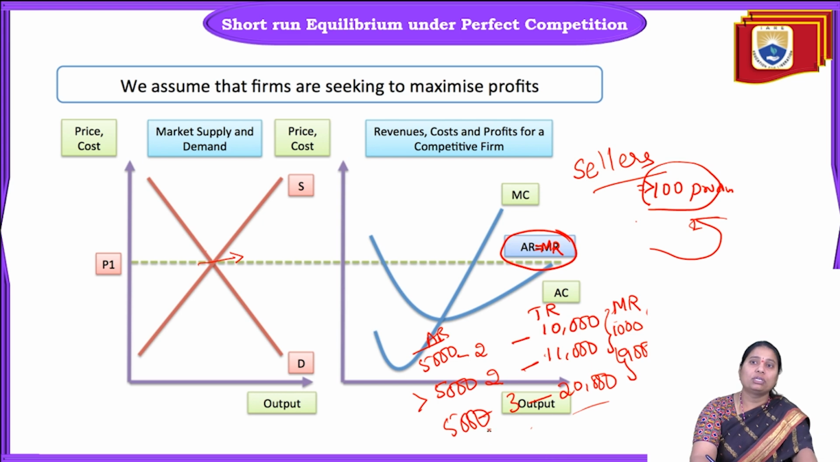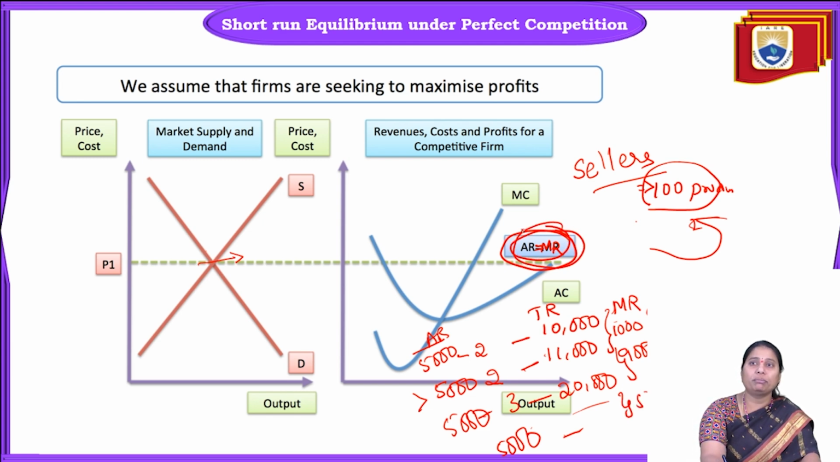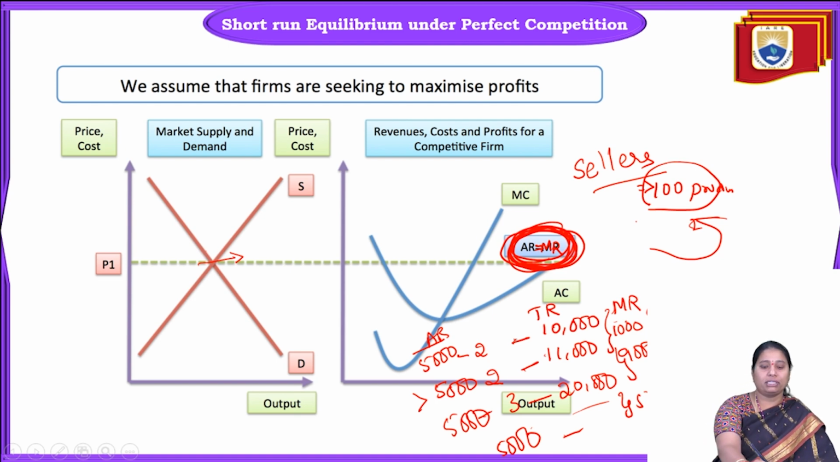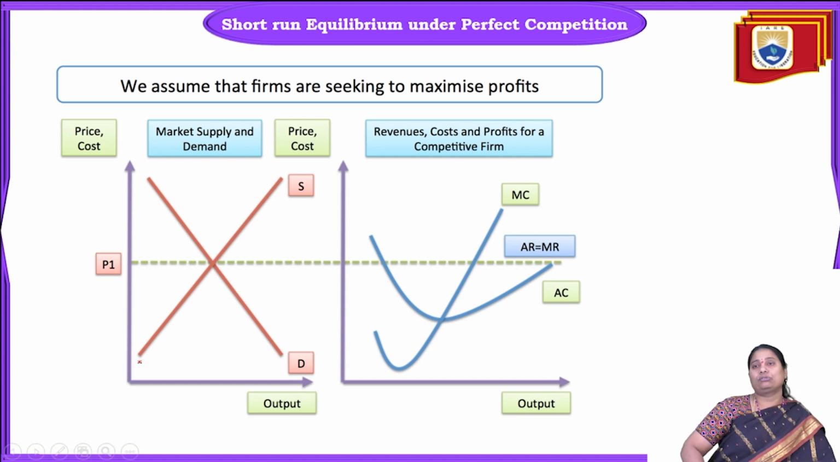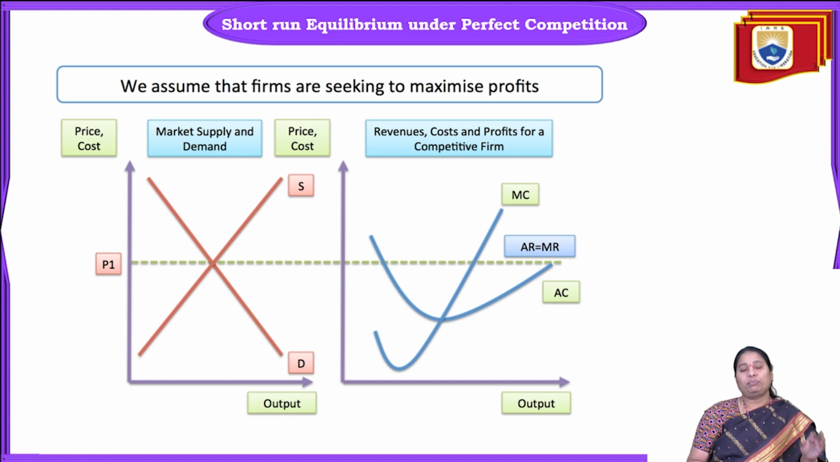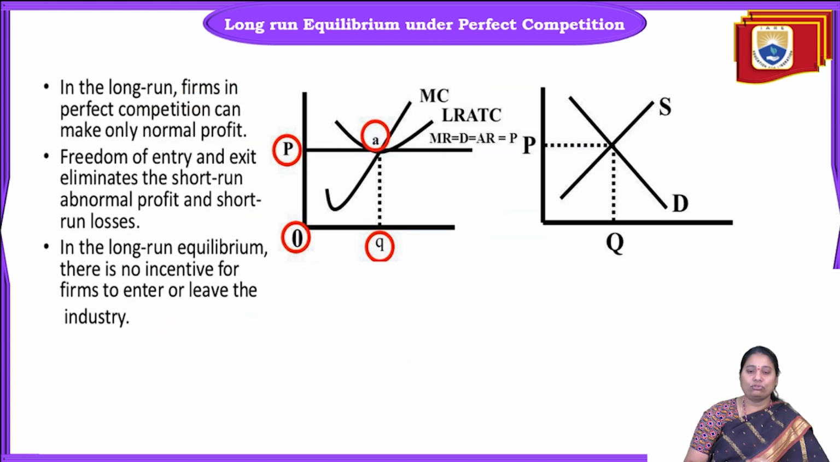Suppose they get 5,000 as average revenue and their marginal revenue is also 5,000, then we can say that average revenue equals marginal revenue. That point is called the short run equilibrium point. So they can identify that this is the short run equilibrium point. Up to that point only, there is market scope for this market structure. Later they have to go for maintaining long run equilibrium under perfect competition.